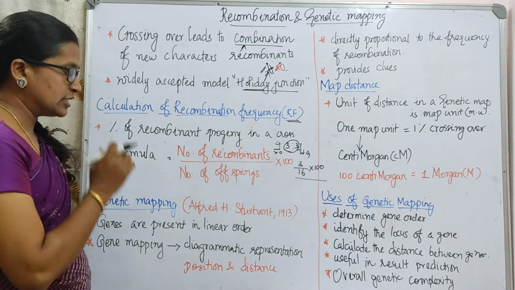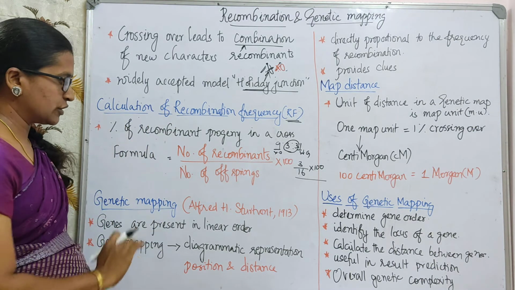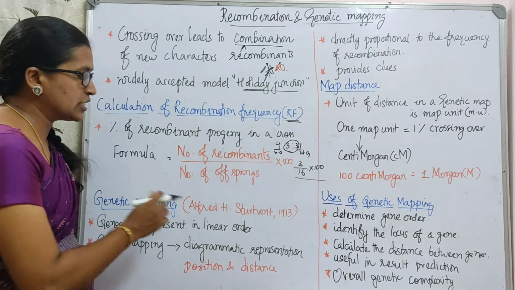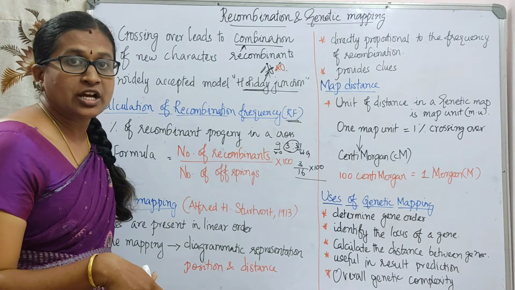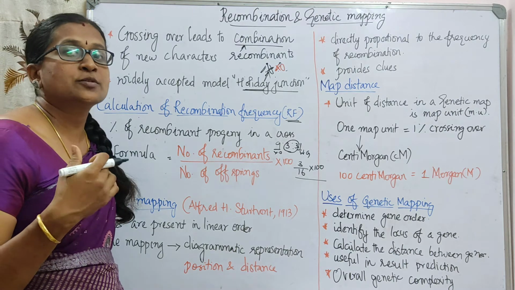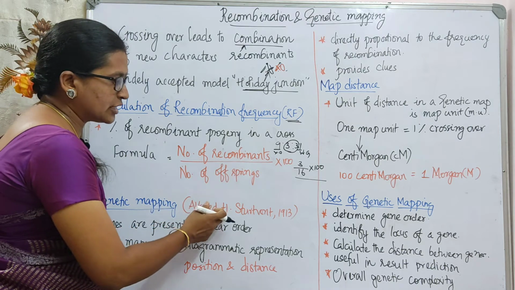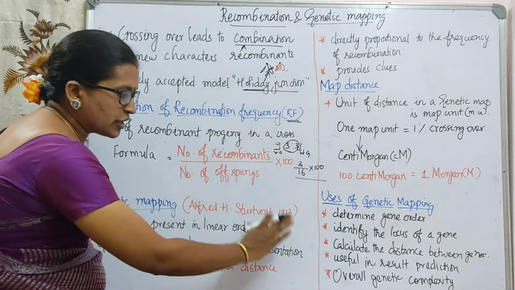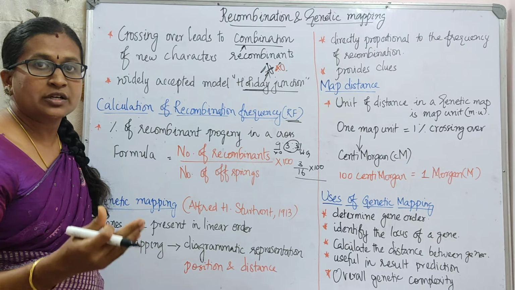Next is genetic mapping. This is a continuation of this. Alfred H. Sturtevant was a student of Morgan. We have studied linkage, and regarding that, Morgan proposed a lot of theories. His student Alfred H. Sturtevant, in 1913, was the first to put forward the concept and explain genetic mapping.